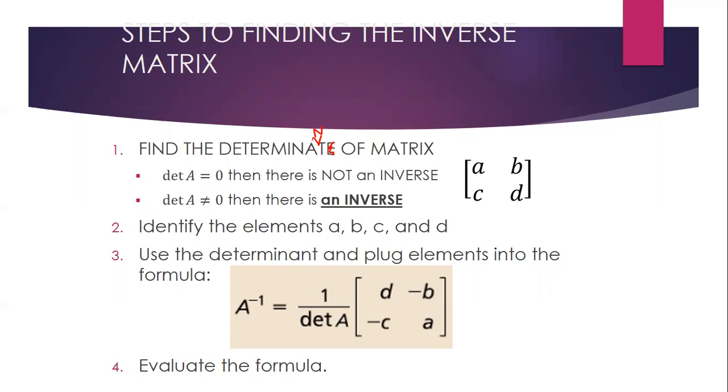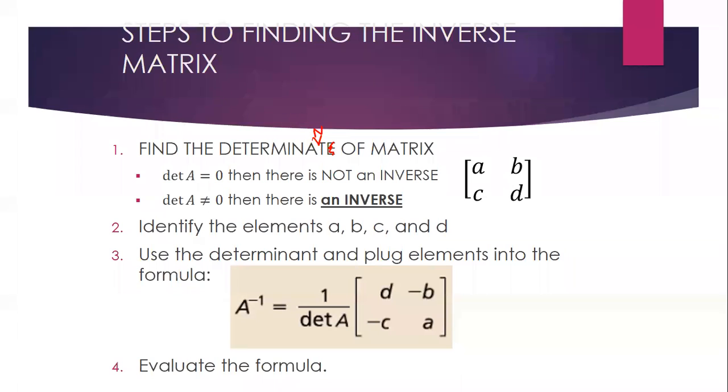The determinant of A, if it equals 0, then there is no inverse. If the determinant does not equal 0, then there is an inverse. Pretty straightforward. Equals 0, not an inverse. Doesn't equal 0, there's an inverse. Got it? Next, you're going to identify the elements A, B, C, and D of the matrix.